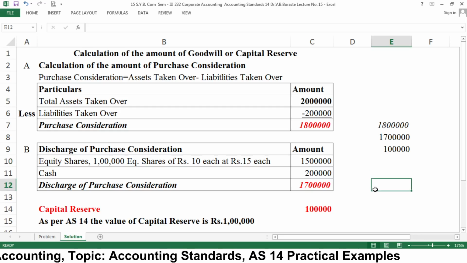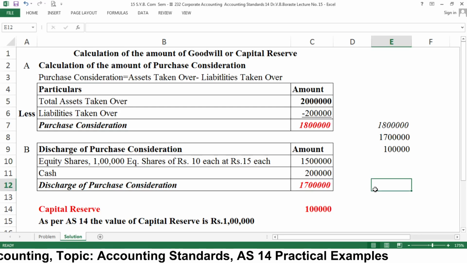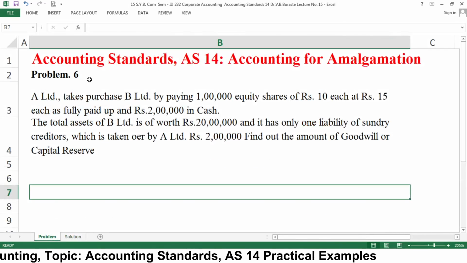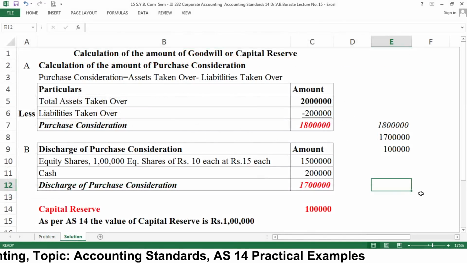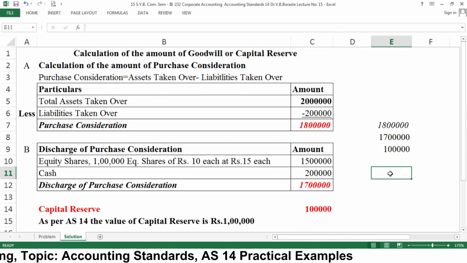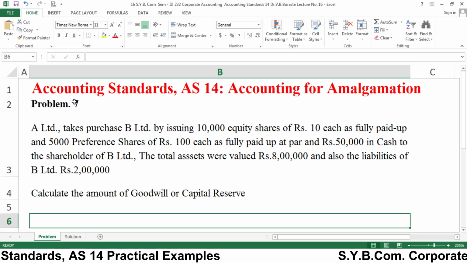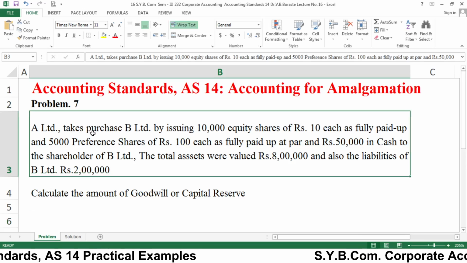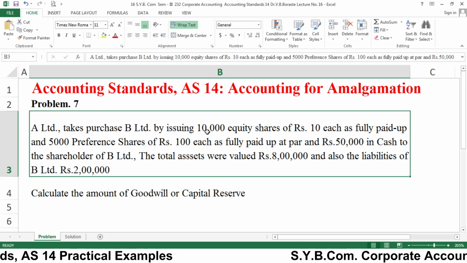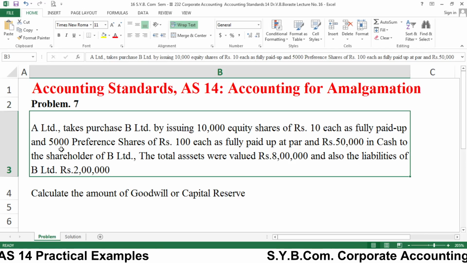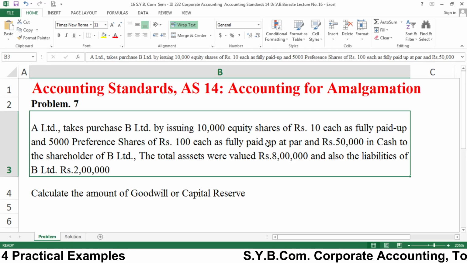Now let us start our example number 7. We have just finished our example number 6. Now we are going to start our example number 7. Here is accounting standard 14, accounting for amalgamation, example number 7. A limited takes over, purchases B limited by paying 10,000 equity shares of rupees 10 each as fully paid up, and 5,000 preference shares of rupees 100 each as fully paid up at par.